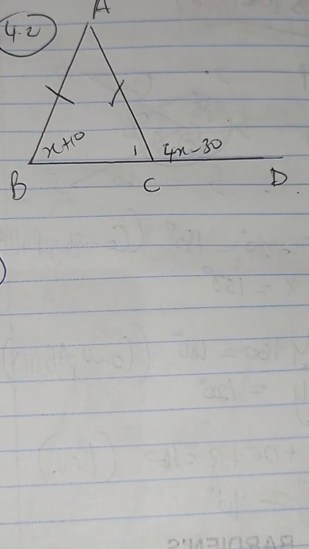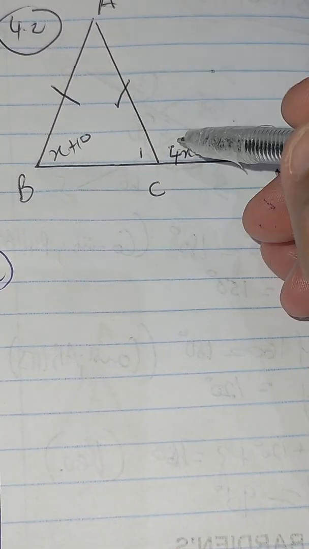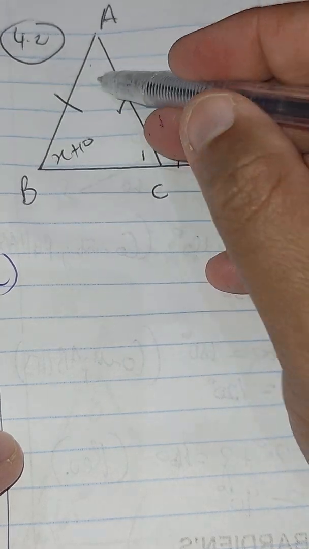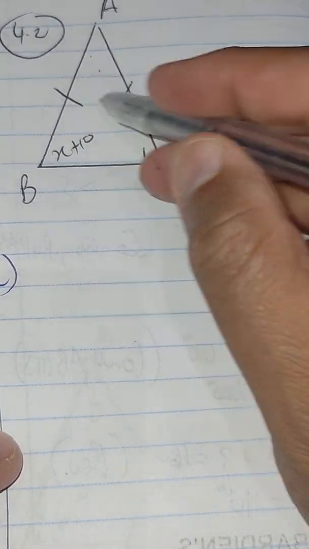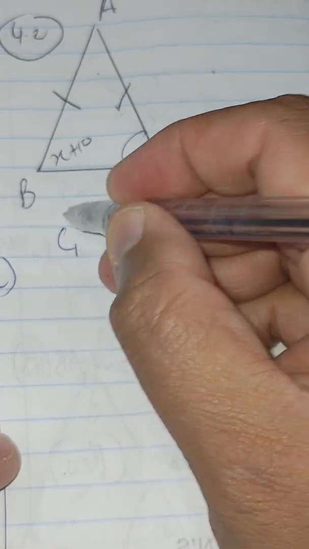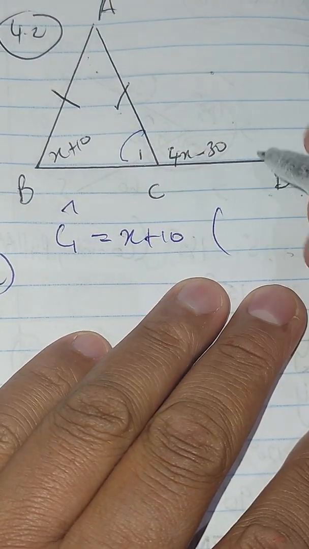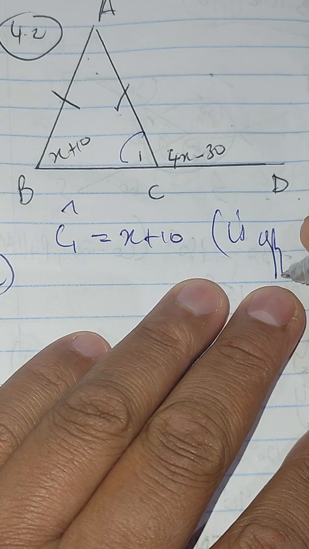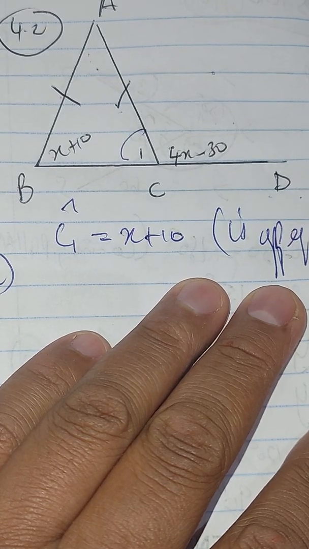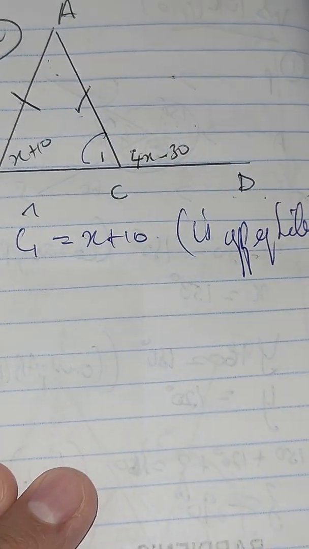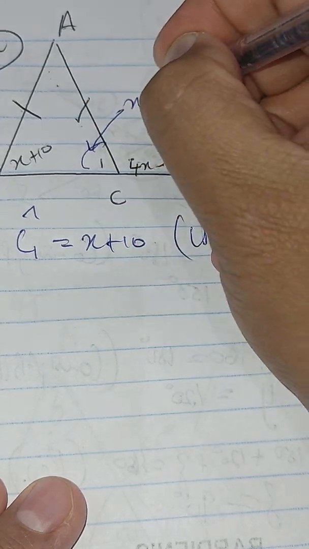Let's look at 4.2. Again, the exterior angle is going to be interior opposite, but we don't have that angle there. However, these lengths are equal, which makes angle C1 the same as angle B, which is x plus 10. The reason is angles opposite equal sides. Okay? It's going to be x plus 10 degrees.